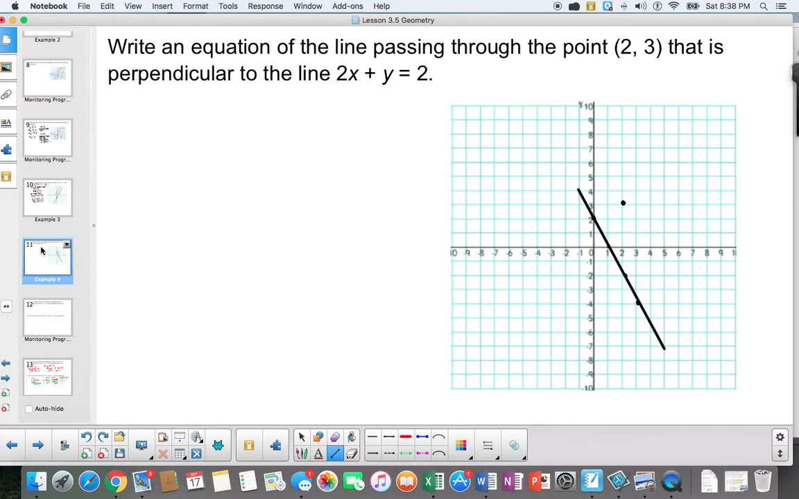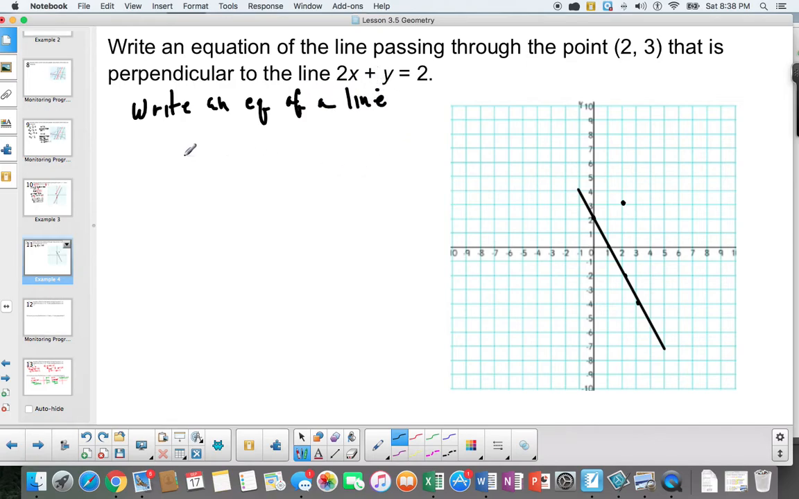Okay, let's now find an equation of a line that's perpendicular. All right, so I want to write an equation of a line. And I'm going to need to know two things. I need to know the slope, and I'm going to need to know a point. And the point I already have, 2, 3.